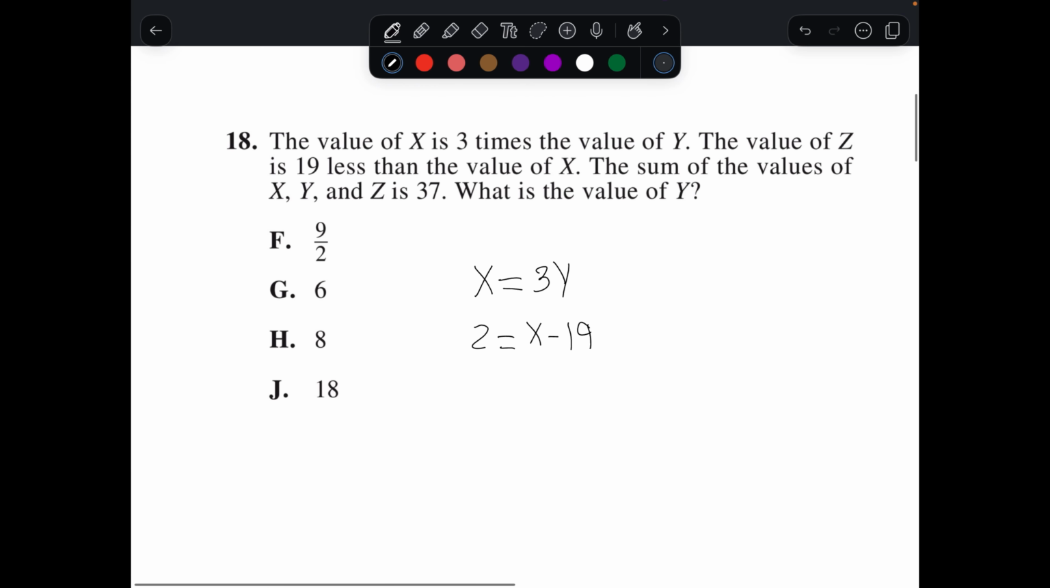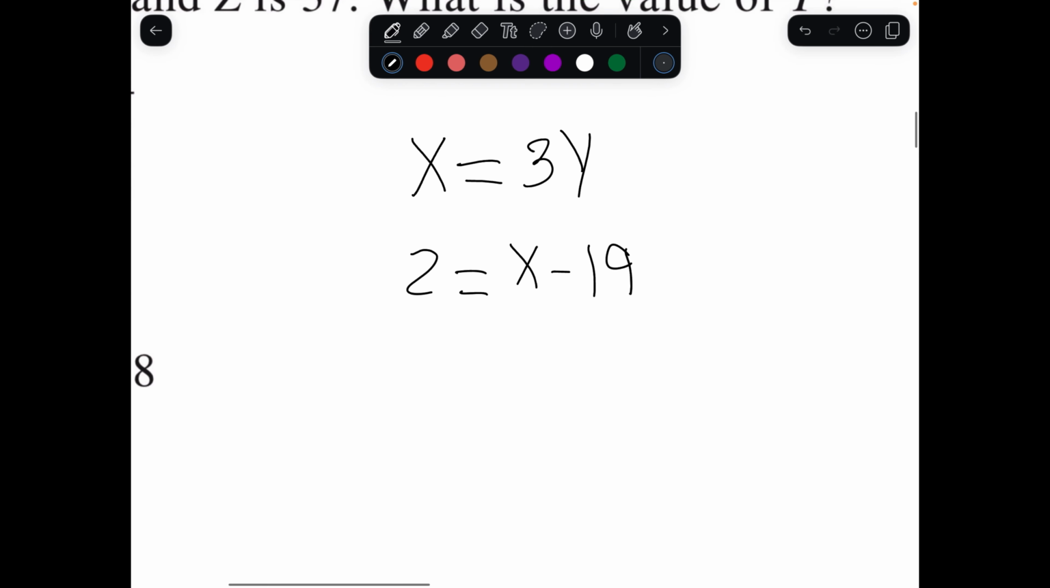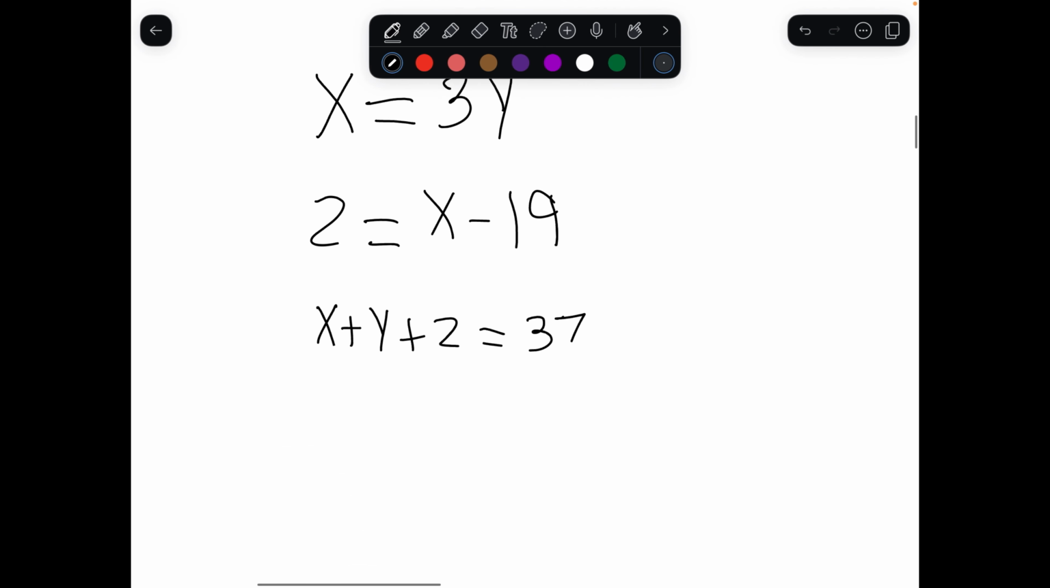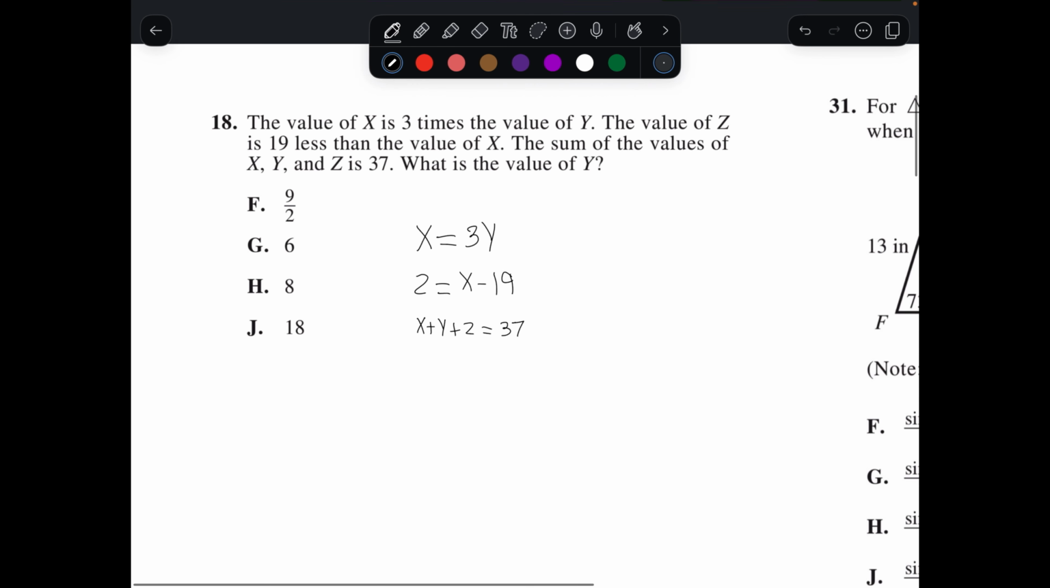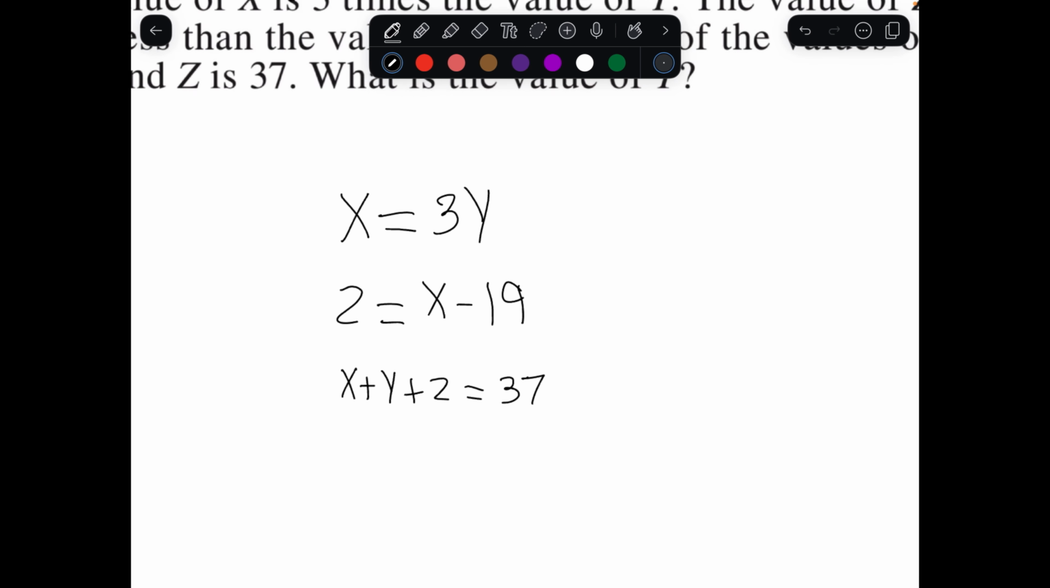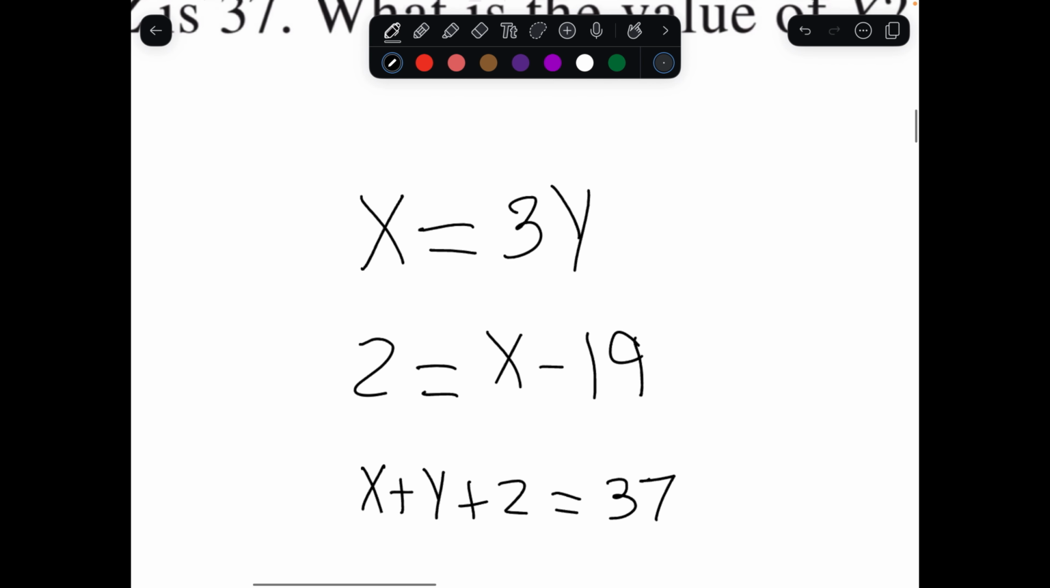And it says the sum of the values of x, y, and z is 37. So x plus y plus z equals 37. So now we have 3 equations, right? And now it's asking us what is the value of y. So since we're solving for y, let's get all the variables in terms of y. X is already in terms of y, right?